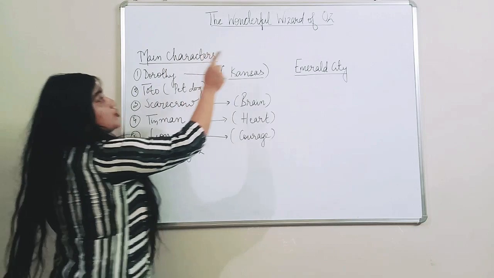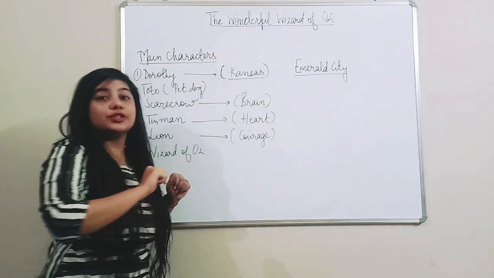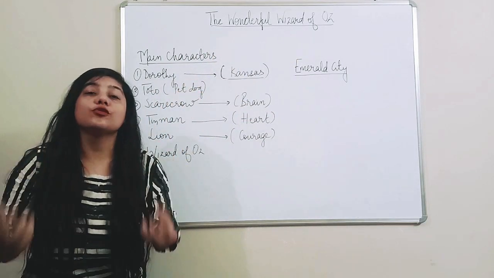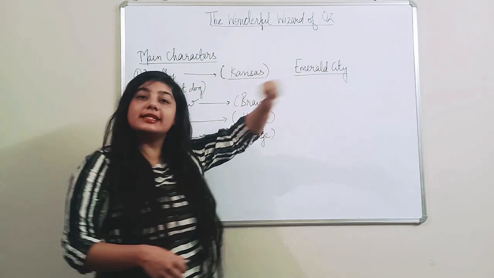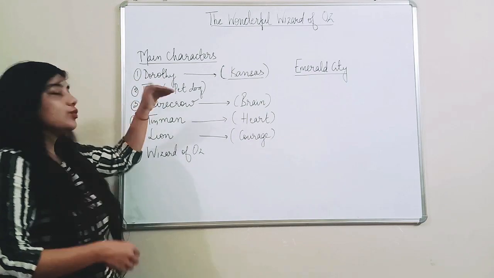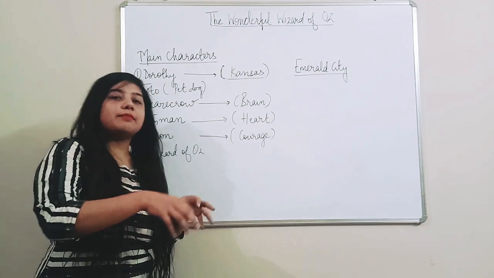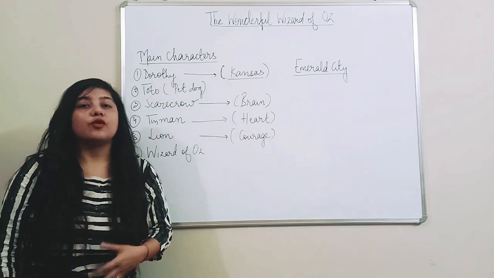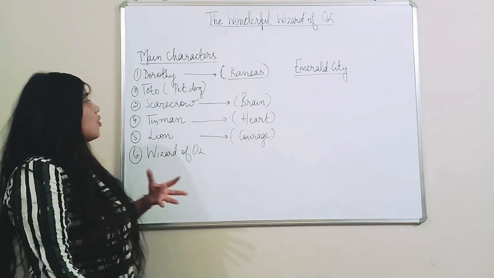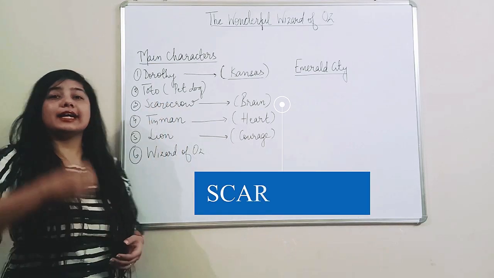Now Dorothy wants to meet this Wizard of Oz. She wants to ask him how they can go back. And he is in Emerald City. So Dorothy and Toto start walking step by step so that they can meet the Wizard of Oz. While they were walking, they saw a scarecrow standing on a pole.